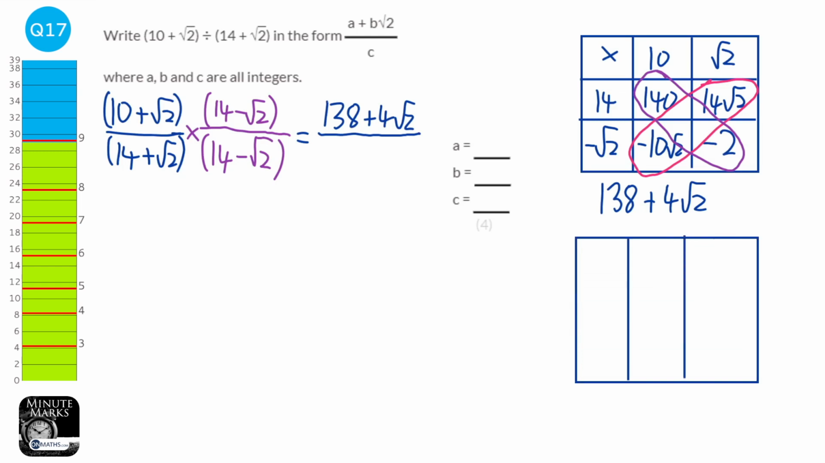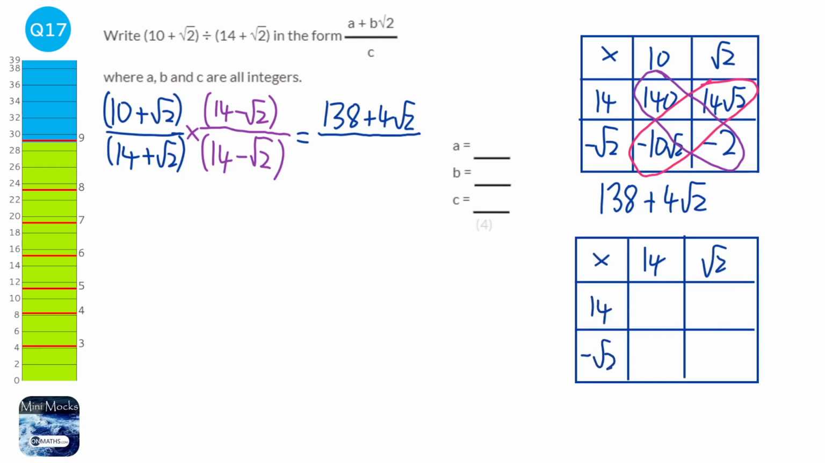And I like these grids because you can see if you've made any mistakes quite quickly with these. You can check your working. So 14 plus root 2 times 14 minus root 2. You'll see why in a second we do the opposite. So 14 times 14 is 196.